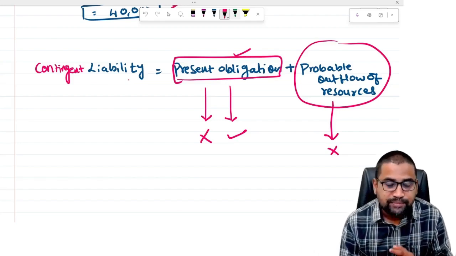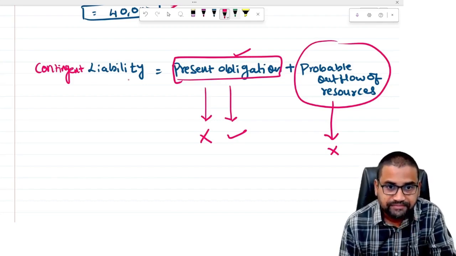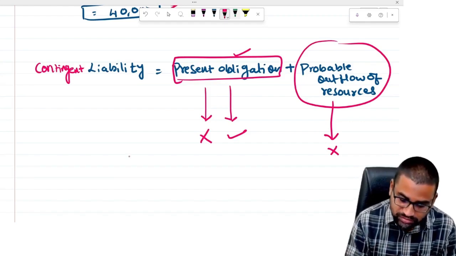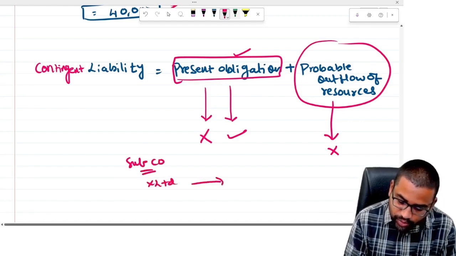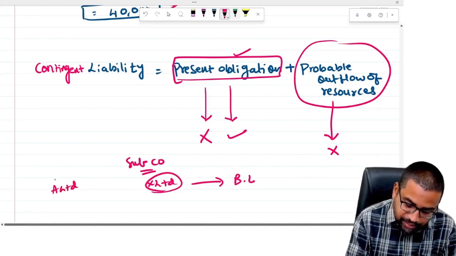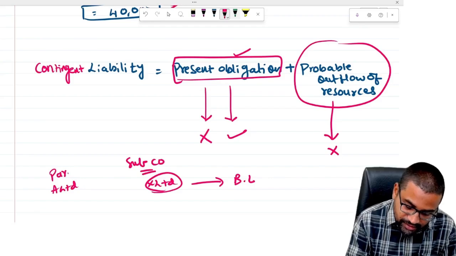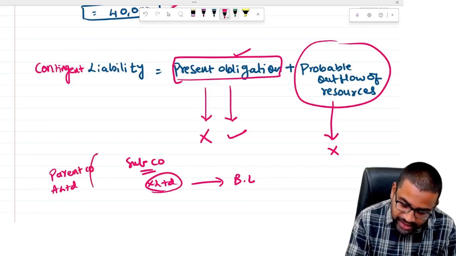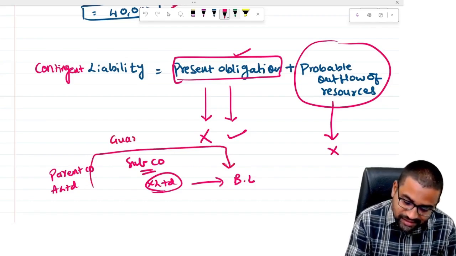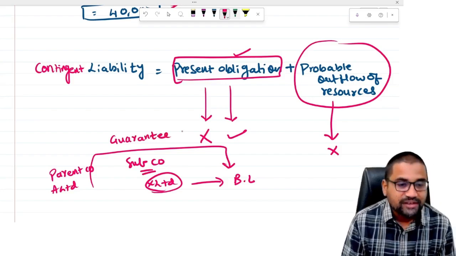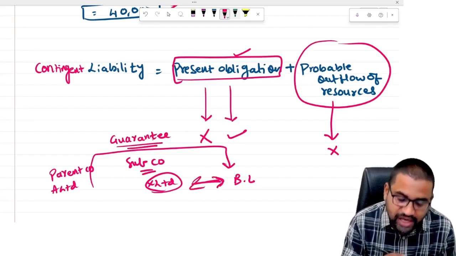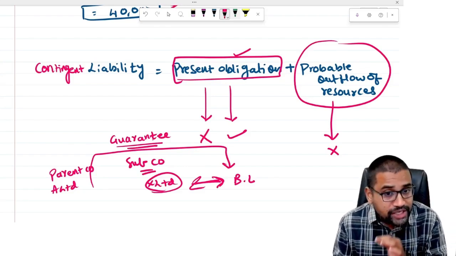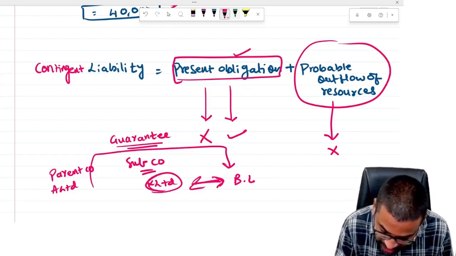Suppose there is an obligation. One of the examples is a guarantee given. Suppose our subsidiary company is taking a bank loan. For example, X Limited is going for a bank loan. Now the bank asked for a guarantee. A Limited, the parent company of the subsidiary, has given a guarantee to the bank on behalf of the subsidiary. This guarantee means that if the subsidiary company has not paid the amount, we are giving the guarantee.